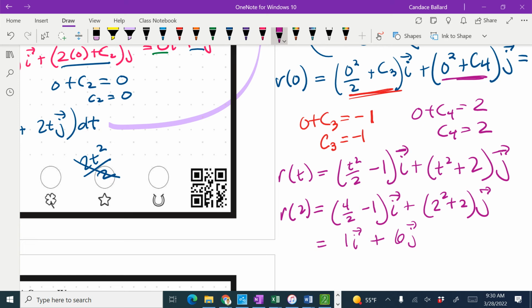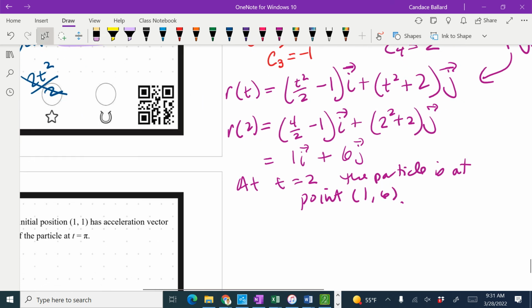I was looking at the answer key, so I probably just copied the wrong thing off the answer key. All right, so I would probably conclude it by saying at t equals 2, the particle is at point, and you can just write it as 1, 6. So I'm going to scroll that up for you a little bit there. Write what you need to write.